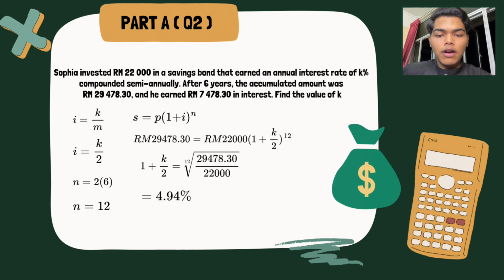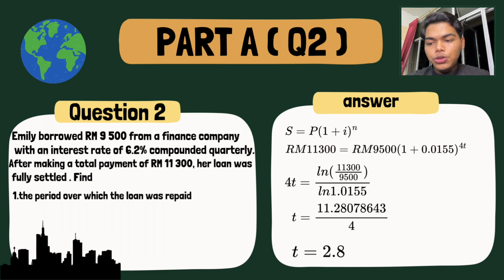And then we can find the accumulated amount, which equals principal bracket 1 plus i to the power n. So RM29,478.30 equals 22,000 bracket 1 plus k over 2 to the power of 12. And then we got the answer, which is 4.94%.